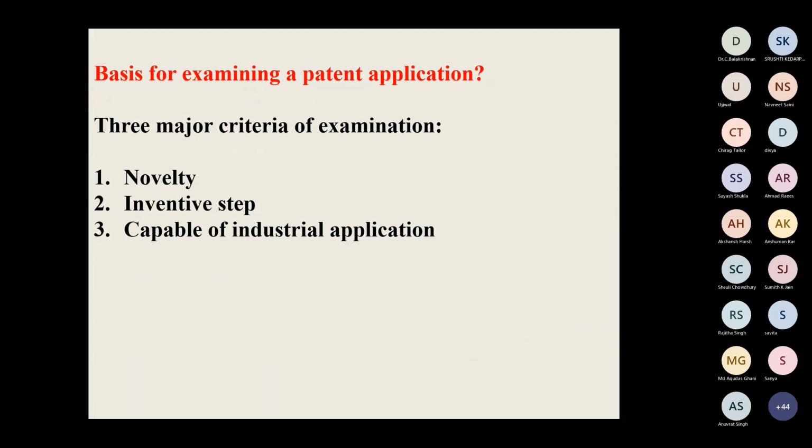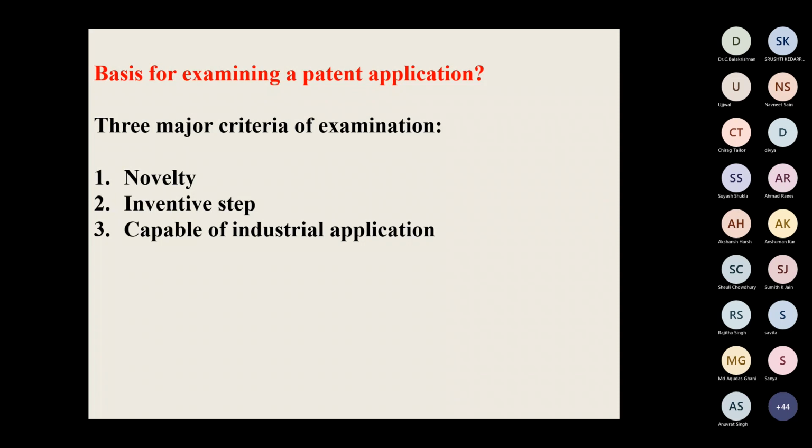This is the basis of examination. So as we said, patentability criteria. These are the three broad criteria that, when you file a patent application with all the disclosure, as I mentioned, you need to explain your invention in as much detail as possible. You need to send it to the patent office, and then the patent office examines your application. And these are the examination criteria, the basic criteria.